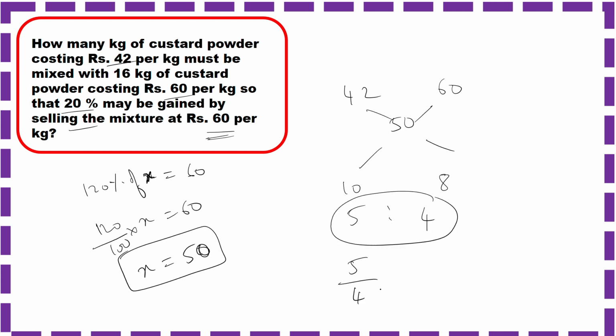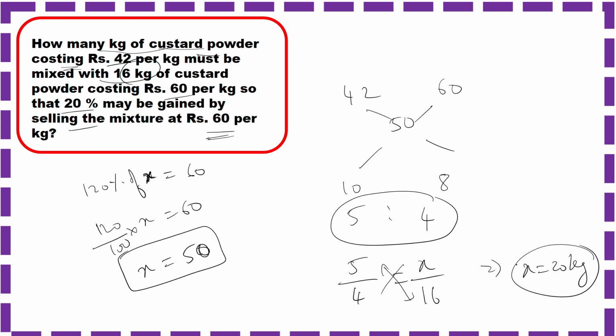5 by 4 will be equal to, and if we assume x as the required quantity, here how many kilos of custard powder must be mixed? So this required quantity, if we assume this to be x, then it must be mixed with how much? 16 kilos of custard powder, right? So x by 16, and cross multiply this, we will get x as 20 kilos.